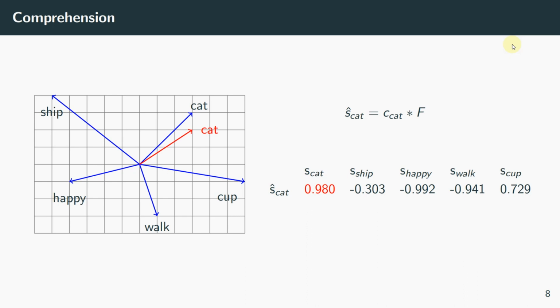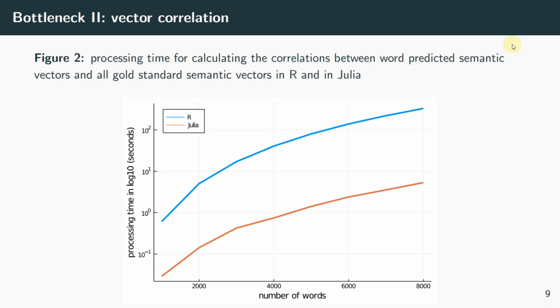This brings us to the second bottleneck of our R implementation. This graph shows the time difference of calculating correlations between word predicted semantic vectors and golden standard vectors. The x-axis is the number of words. If there are 2,000 words, then there are 2,000 times 2,000, which is 4 million correlations we need to calculate.